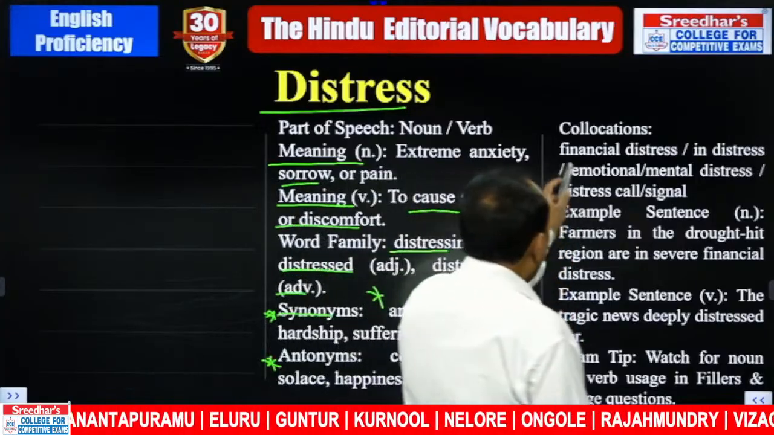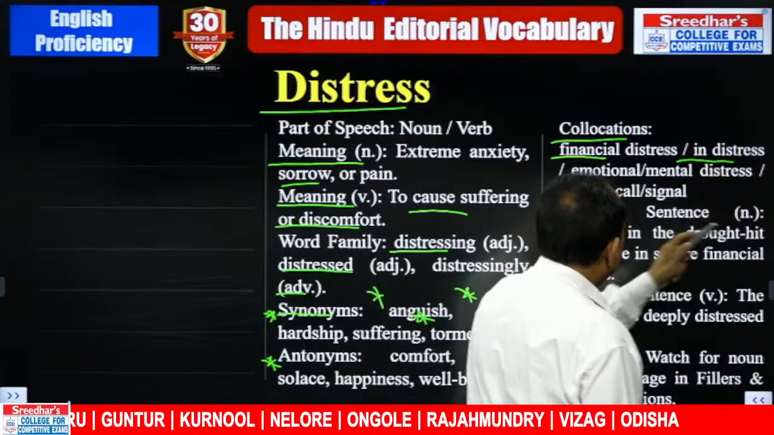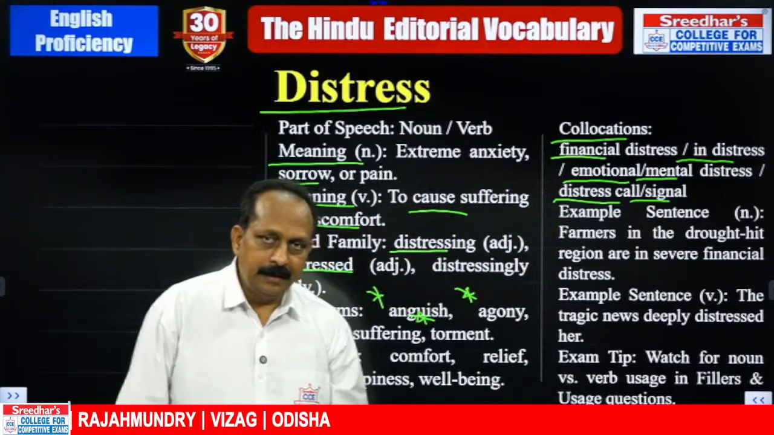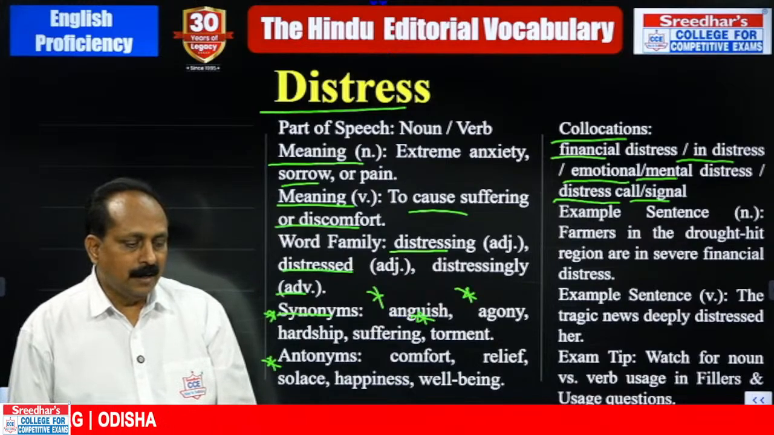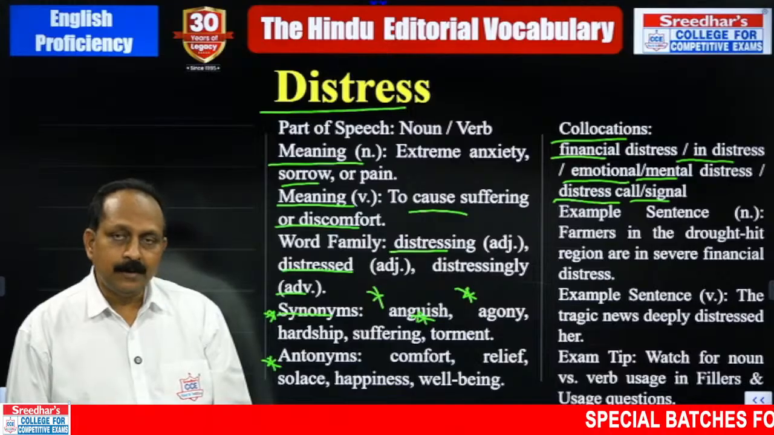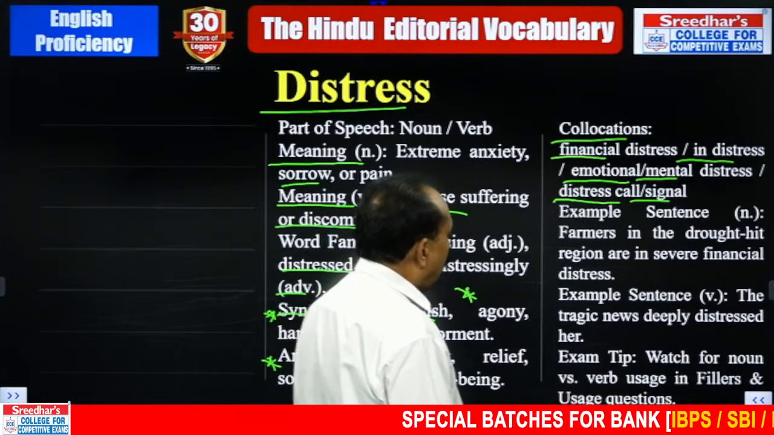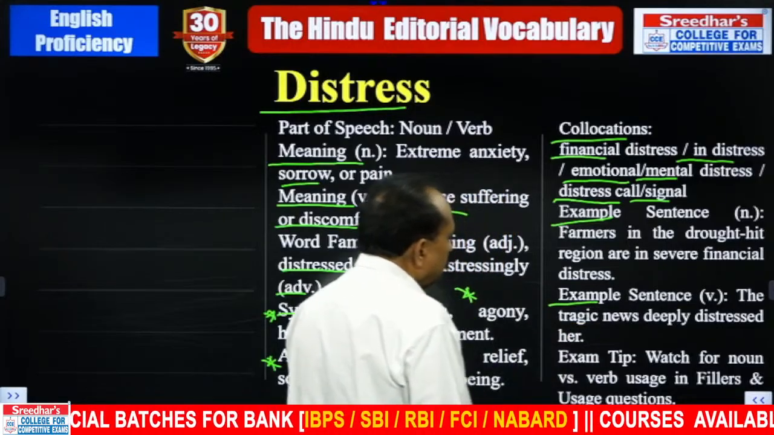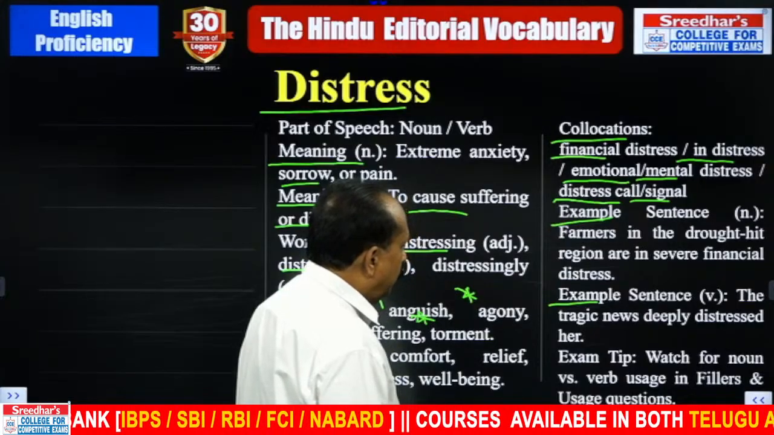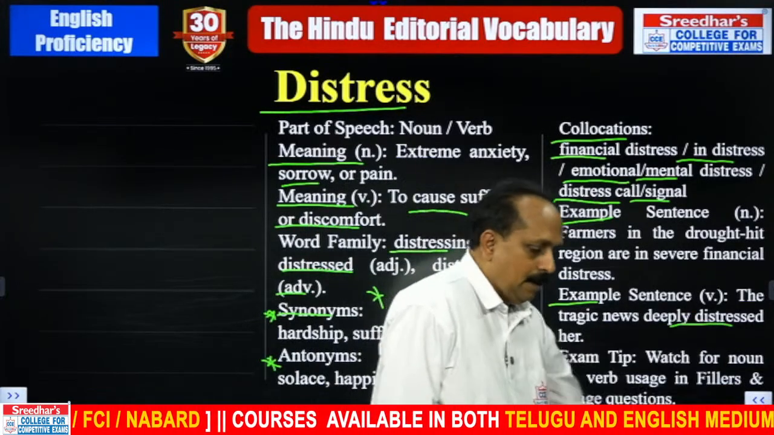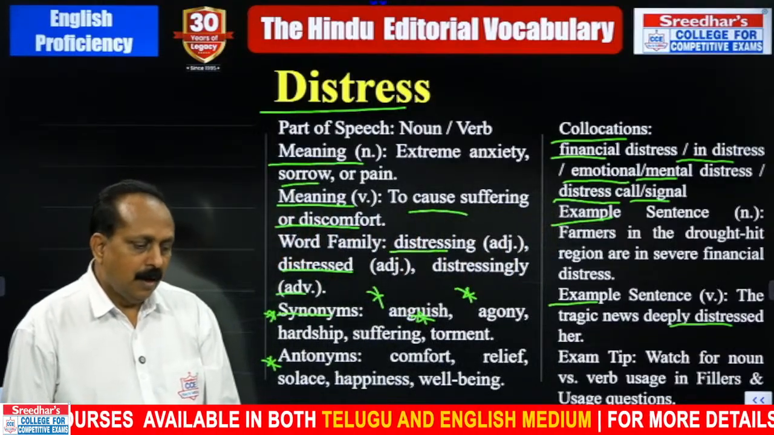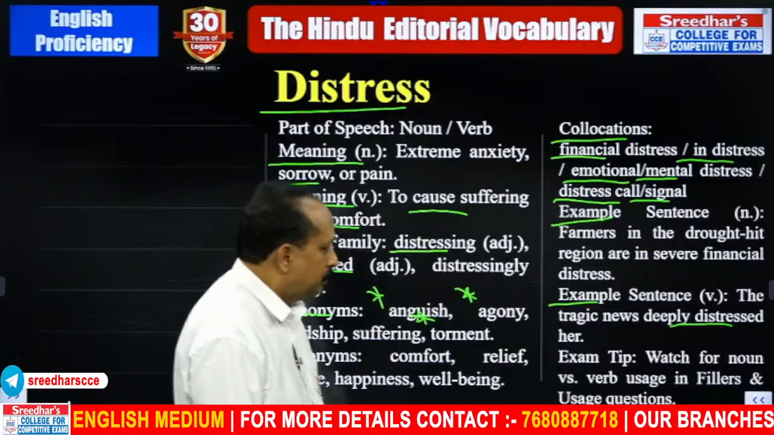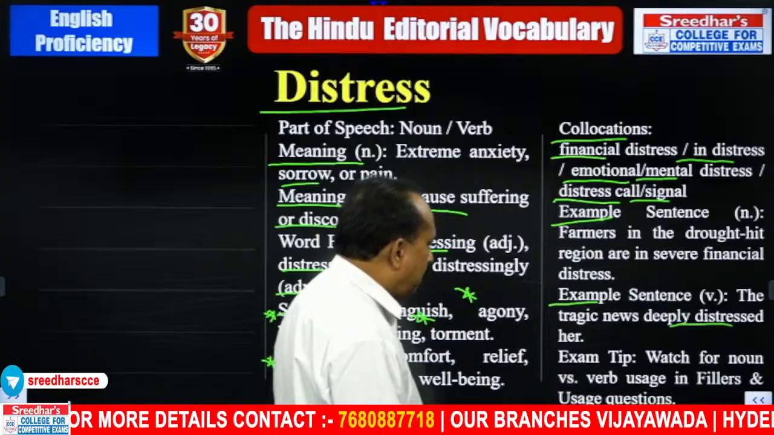Other words are easy. Collocations: financial distress, in distress, emotional, mental distress, distress call, signal. When a ship or a plane is in danger, they send SOS, and it is like an emergency call to save someone, and that is also called a distress call. Example: farmers in the drought hit region are in severe financial distress. That is the noun, financial distress. As a verb: the tragic news deeply distressed her. It is a regular verb, distressed. Poor, you have to recollect words like penury, pauper, destitution, very important. Exam tip: watch for noun versus verb usage in fillers and usage questions.